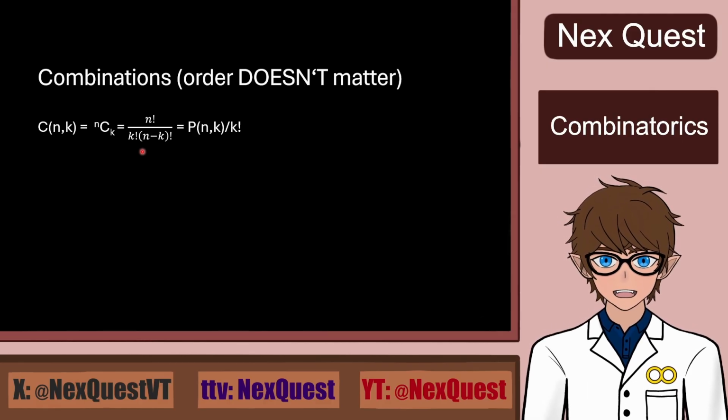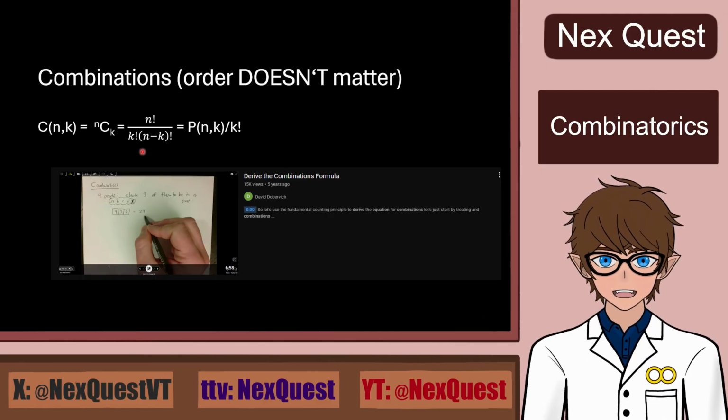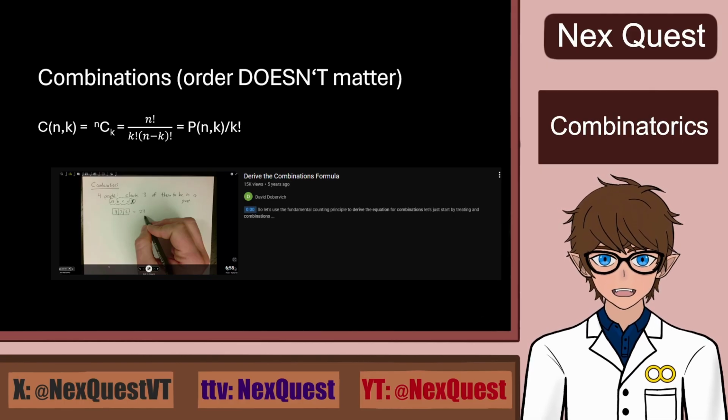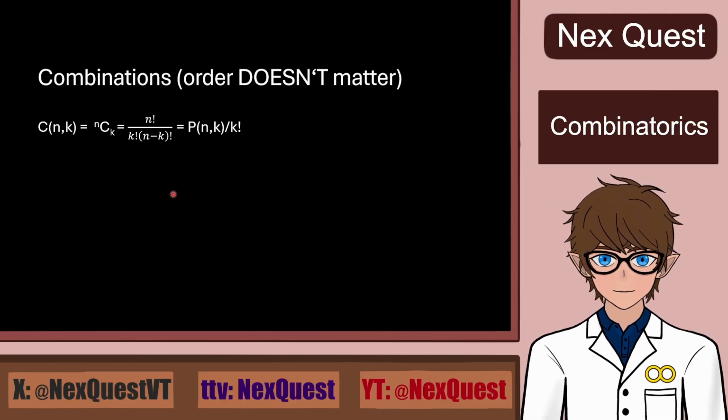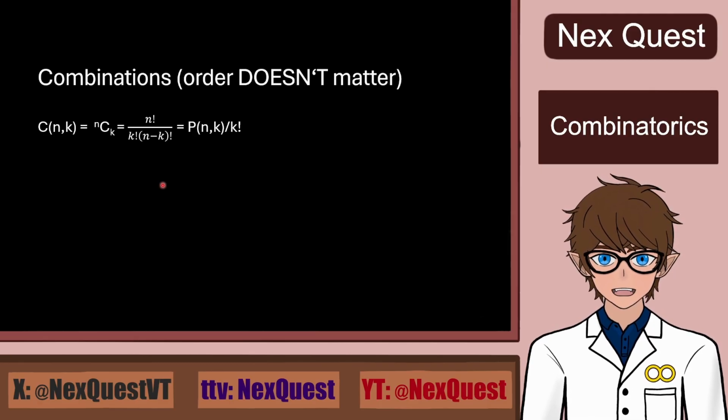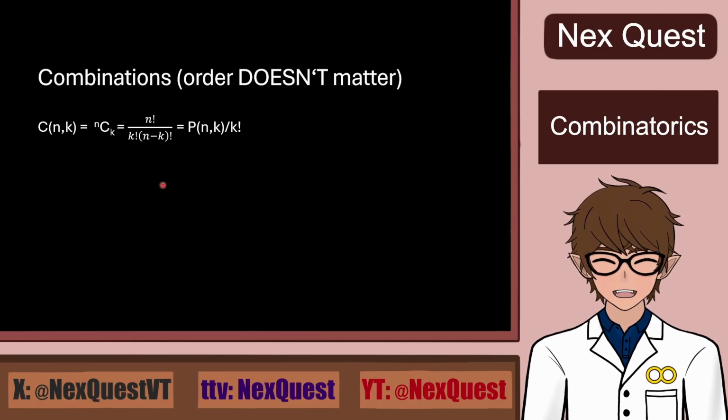There is an amazing video, roughly 7 minutes long, which explains it super well. It was made by David Dobrovich, titled Derive the Combinations Formula. Anyway, let's get ahead and actually solve an example. I think I have a good explanation coming up later as well.